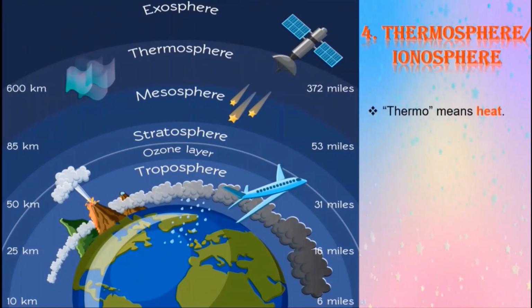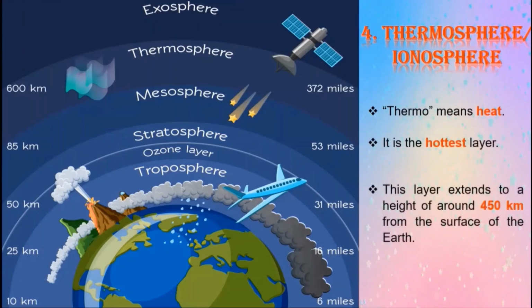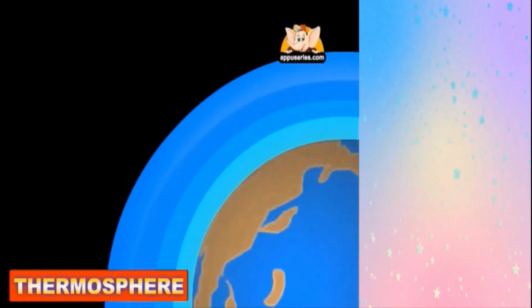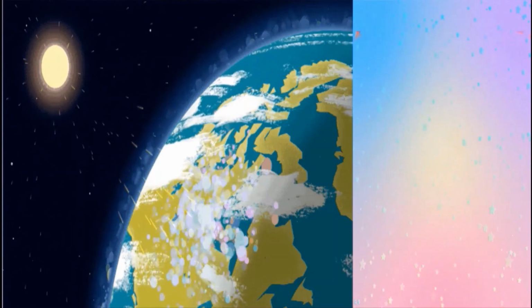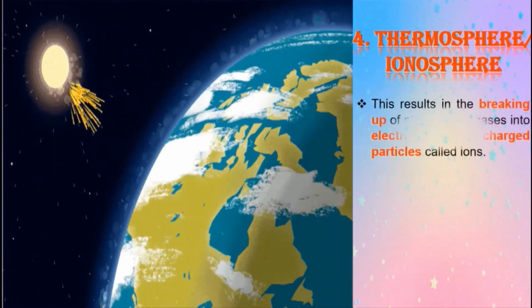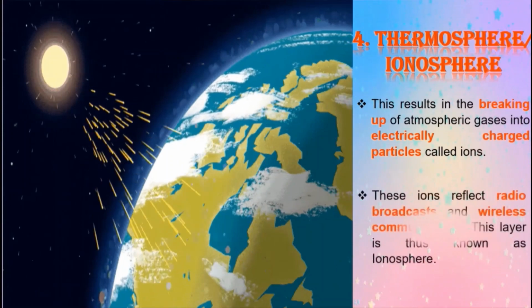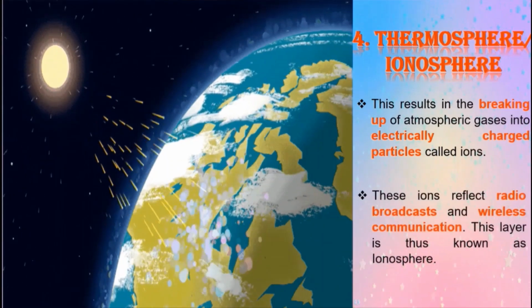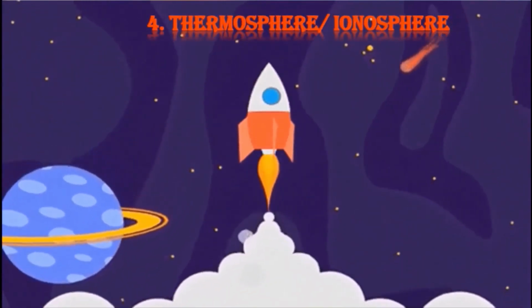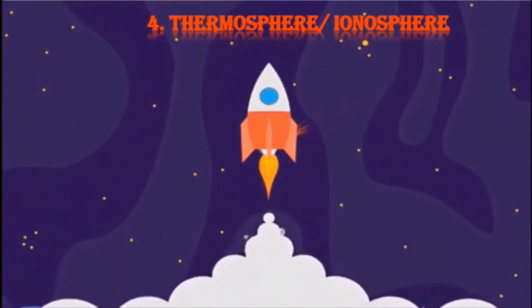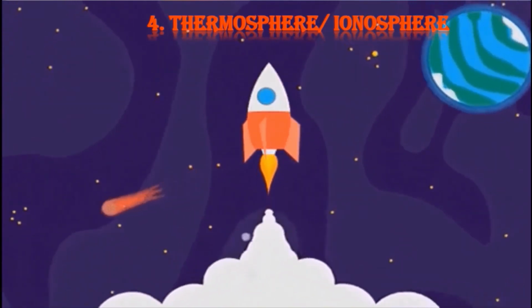Thermo means heat and it is the hottest layer. This layer extends to a height of around 450 kilometers from the Earth's surface. The temperature increases with height as this layer absorbs various types of solar radiations. This results in the breaking up of the atmospheric gases into electrically charged particles called ions. These ions reflect radio broadcasts and wireless communication. This layer is thus also known as the ionosphere.